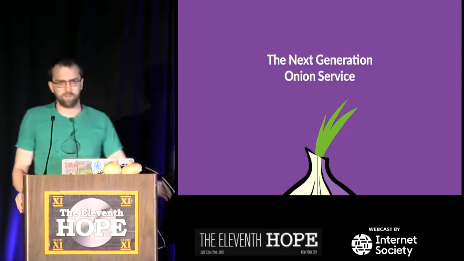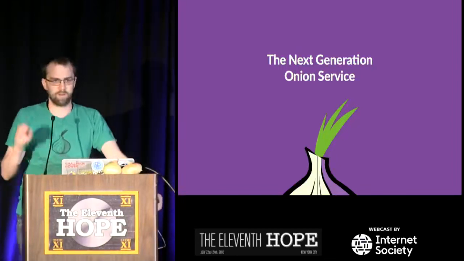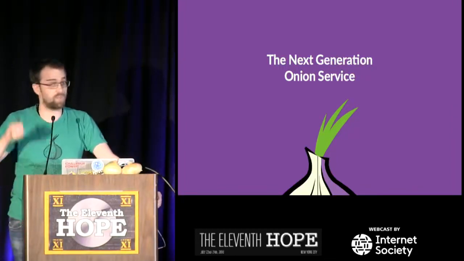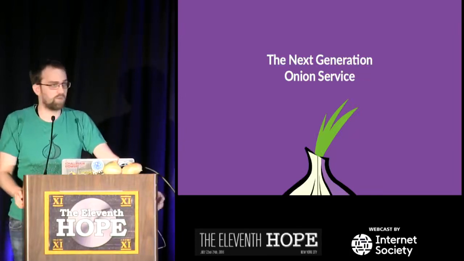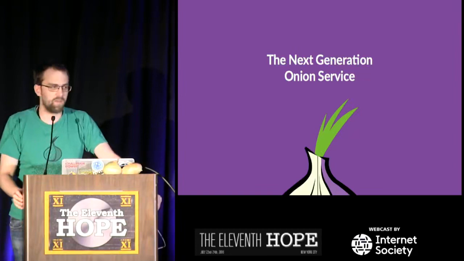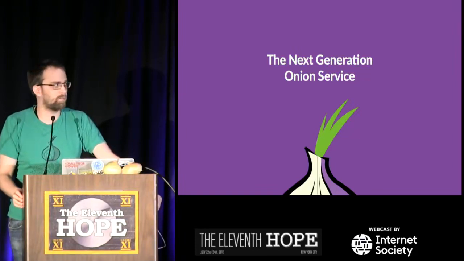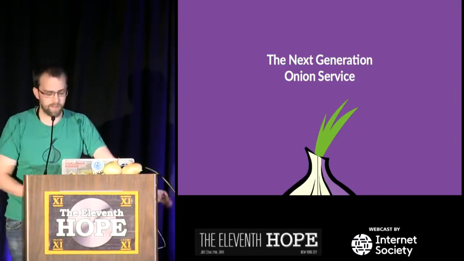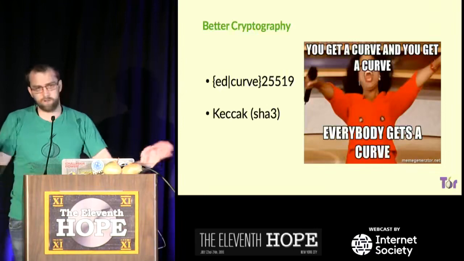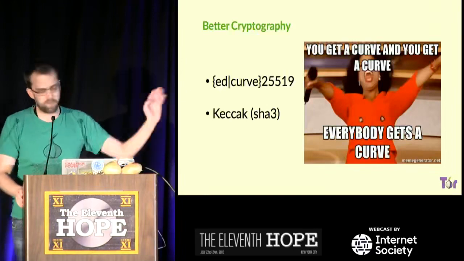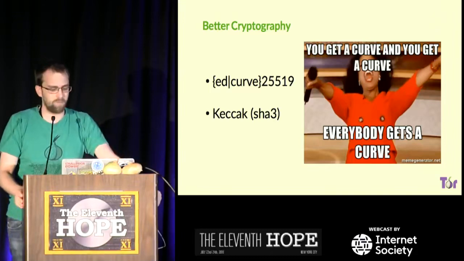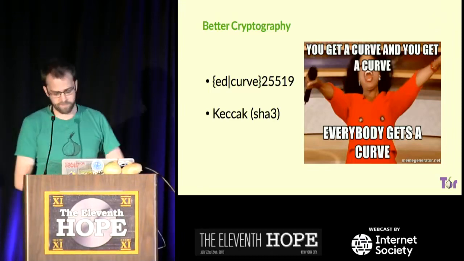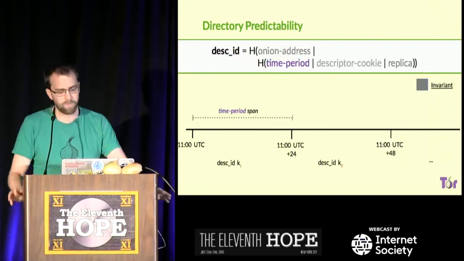All right, so those attacks you saw with the HSDR, harvesting onion addresses, this guard thing are actually huge problems. So the next generation onion services tries to address some of those, and let me tell you, it's not an easy thing. First of all, of course, better cryptography. You get a curve, everyone gets a curve, and we use SHA-3 also. So yeah, great, amazing, better cryptography.